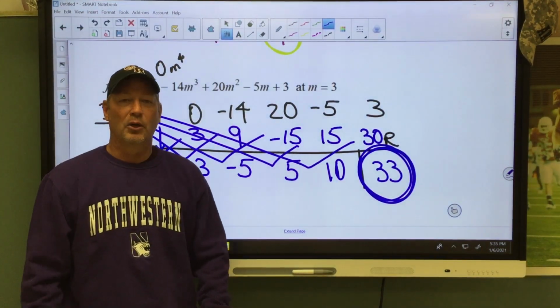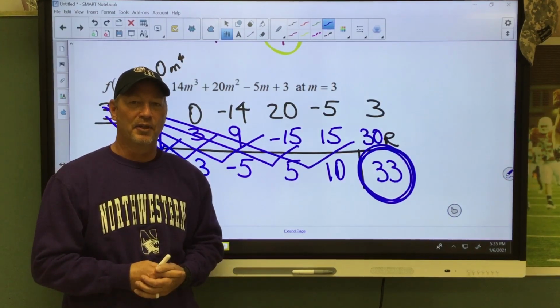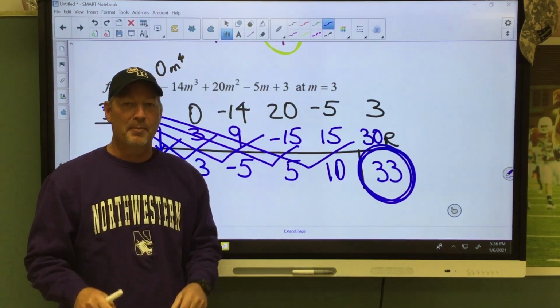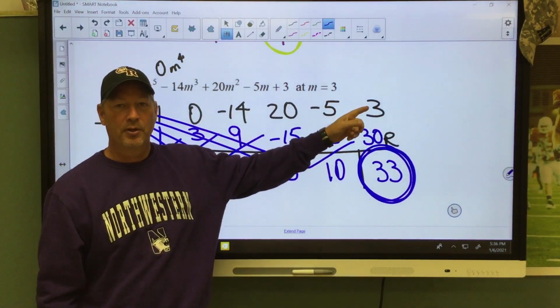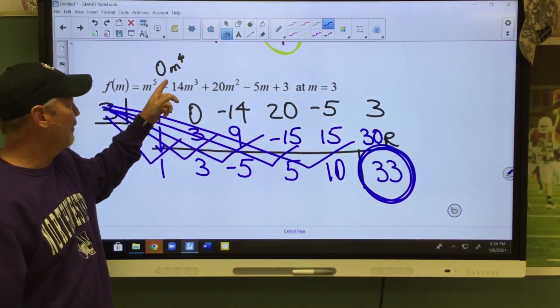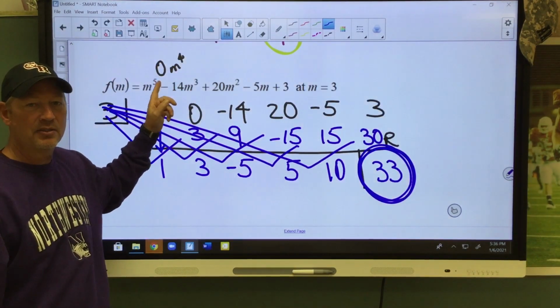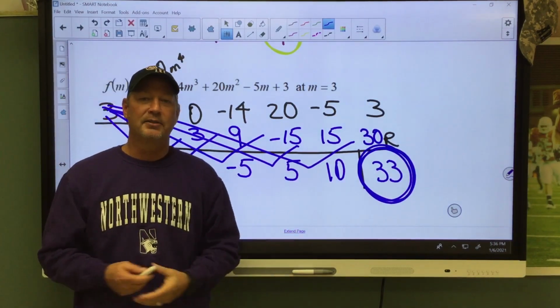Okay? So, synthetic substitution is the same thing as synthetic division. The only thing you need is to make sure your exponents are in descending order. And when you do that, you can discover if you have any missing exponents and you need a 0 to hold that spot. All right? Try it, see what you can do.